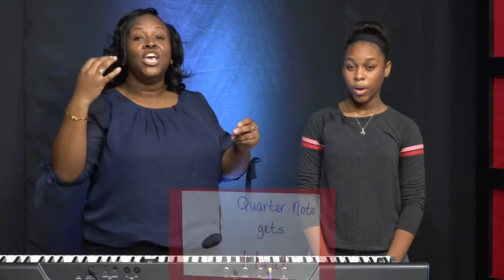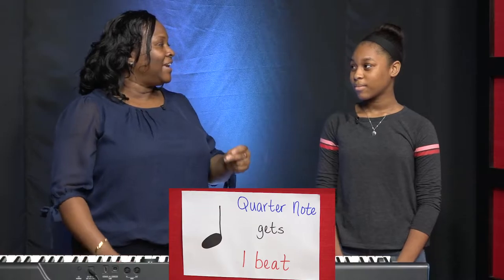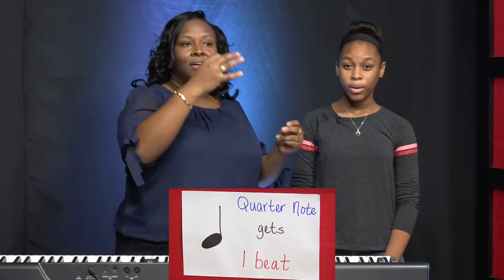Awesome. We have one more note that we're going to do, and that is the quarter note. Do you remember how many beats the quarter note gets? One beat. One beat, very good. So let's say we quack like a duck. We're going to quack like a duck for the quarter note, and we're going to do four quarter notes. That means we're going to do four quacks. Let's try. One, two, three, and quack, quack, quack, quack. Again, two, three, and quack, quack, quack, quack.